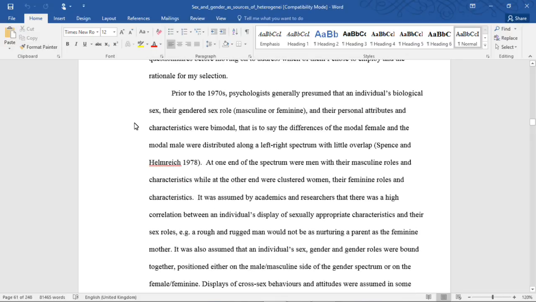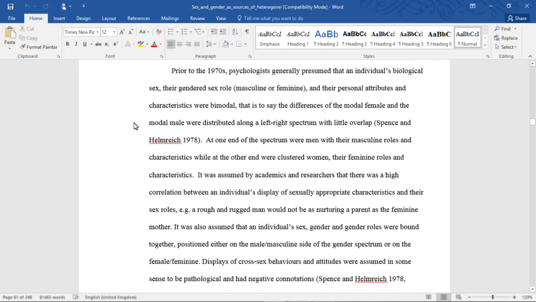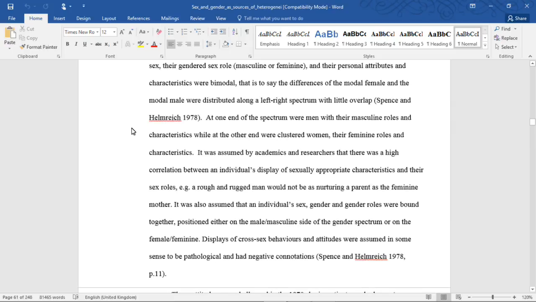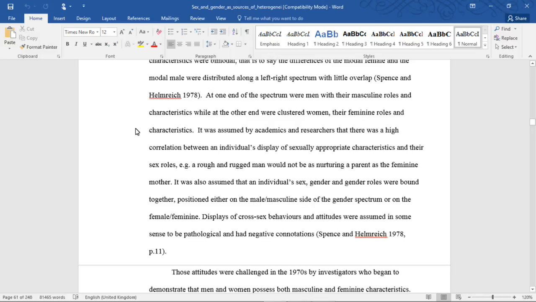Prior to the 1970s, psychologists generally presumed that an individual's biological sex, their gendered sex role, masculine or feminine, and their personal attributes and characteristics were bimodal. That is to say, the difference of the modal female and the modal male were distributed along a left-right spectrum with little overlap. At one end of the spectrum were men with their masculine roles and characteristics, while at the other end were clustered women, their feminine roles and characteristics.